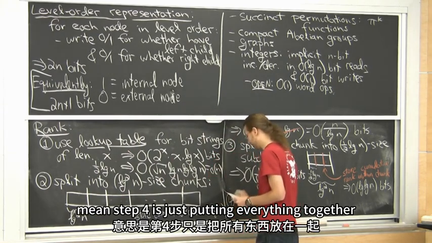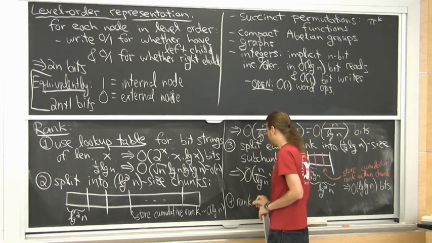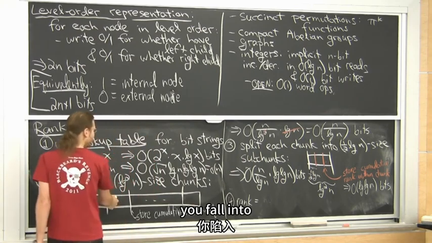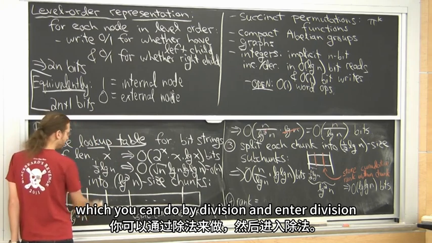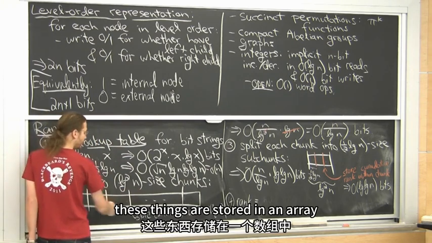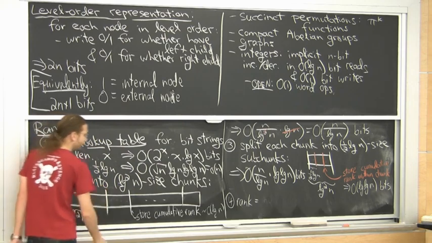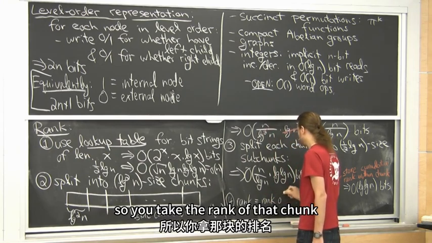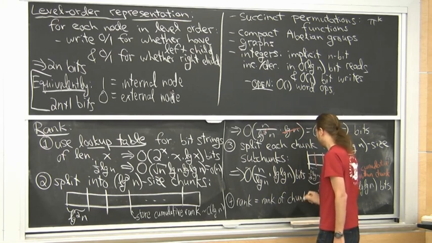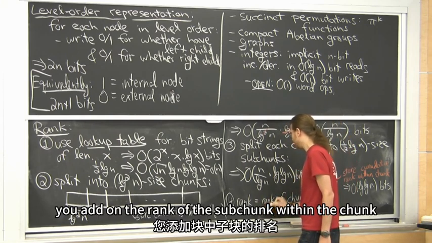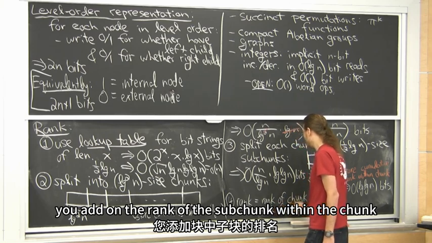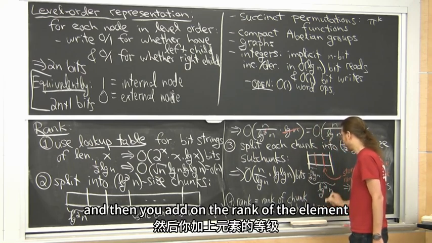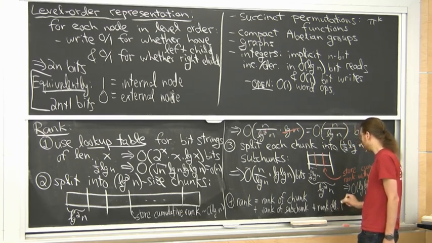So, step 4 is just putting everything together. To compute the rank of a query, first thing you do is figure out which chunk you fall into, which you can do by division, integer division. These things are stored in an array, so you just compute what is that cumulative rank. So you take the rank of that chunk, you add on the rank of the subchunk within the chunk, and then you add on the rank of the element in the subchunk.